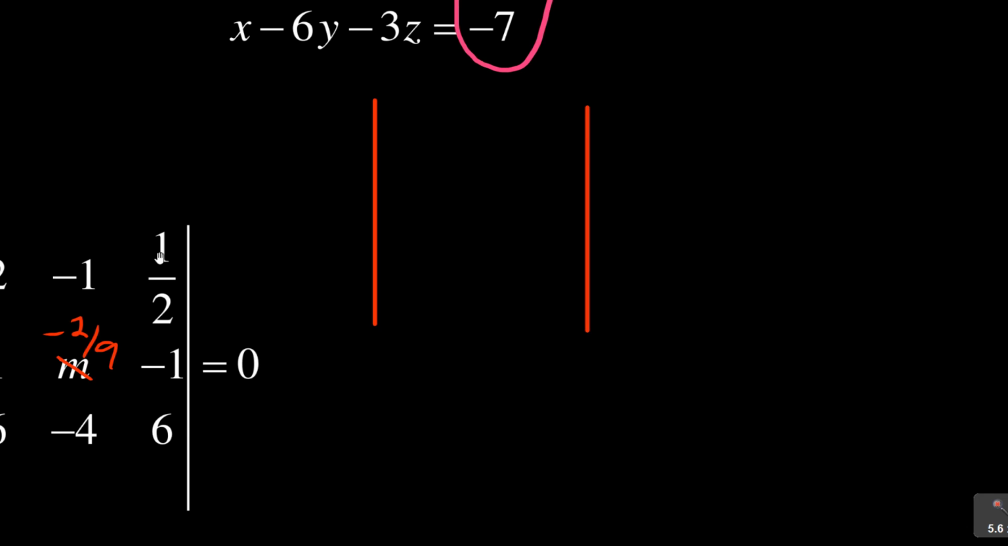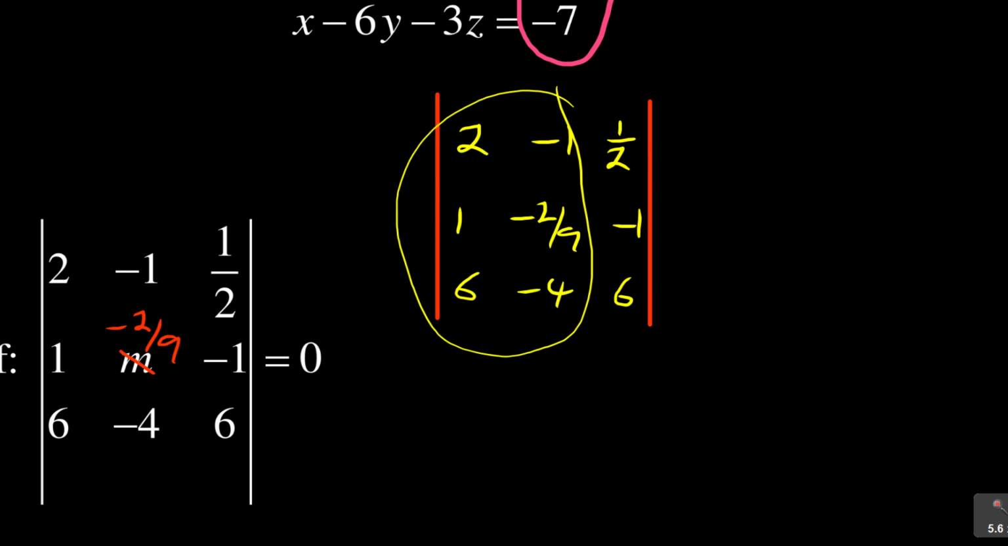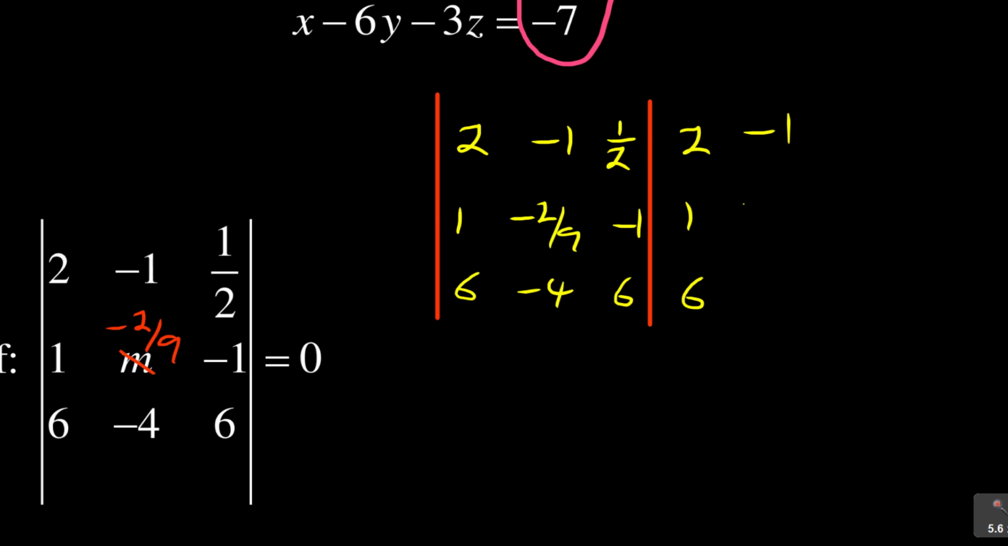Alright, so this matrix, I'm just verifying this now. I've got here 2, minus 1, 1 over 2, 1, minus 2 over 9, negative 1, 6, minus 4 and 6. And then I write the first 2, remember? That's what I'm going to write, the first 2, which is 2, 1, 6, minus 1, minus 2 over 9, minus 4. So now with my faint lines, I'm going to evaluate that.